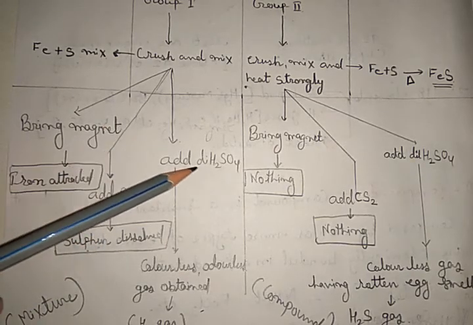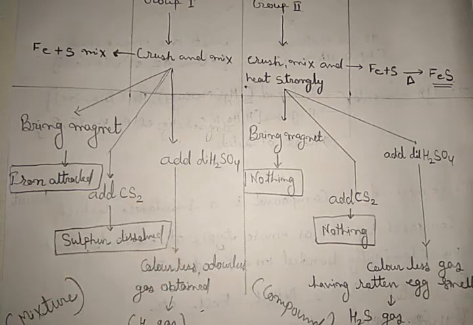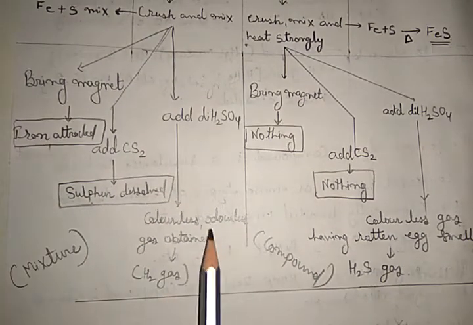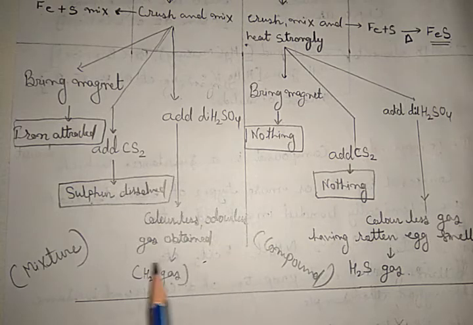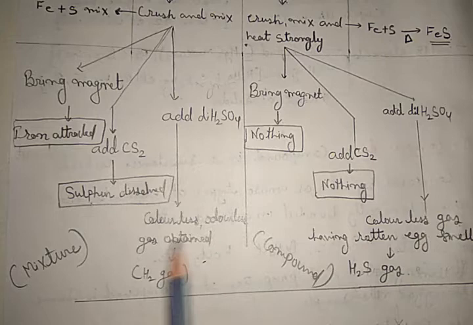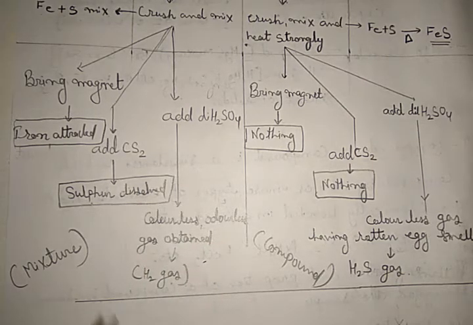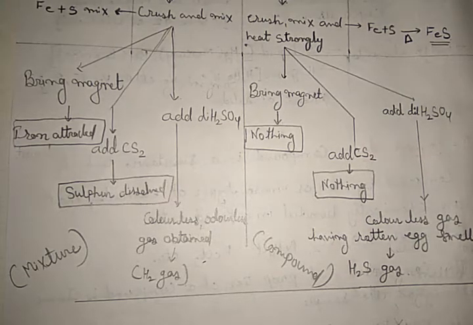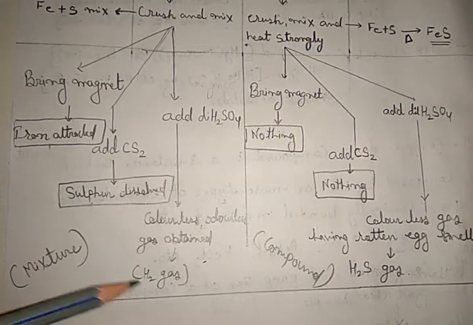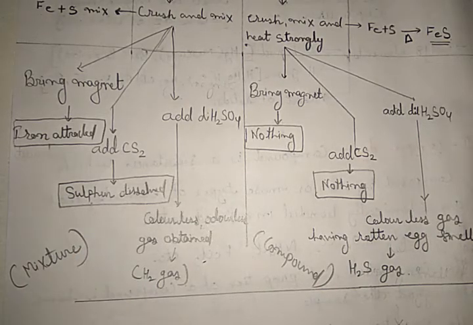And when we add dilute hydrochloric acid, a colorless, odorless, that means smell-less, gas is obtained. On the burning test we hear a pop sound, and as we discussed, the pop sound is the identification of hydrogen gas. That means this is hydrogen gas.